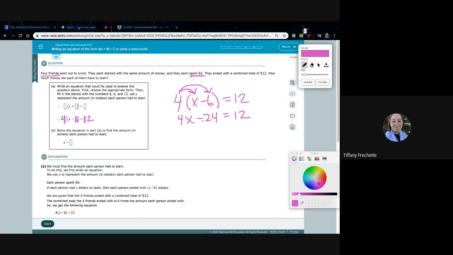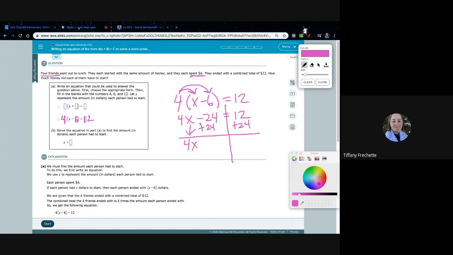So I'm going to start moving things away from it. I'm going to add 24 because that's how you undo this subtraction. But whatever I do to the left side of the equation, I have to do to the right side. So I'm going to add 24 over there as well. I'm going to bring down 4x, negative 24 plus 24.